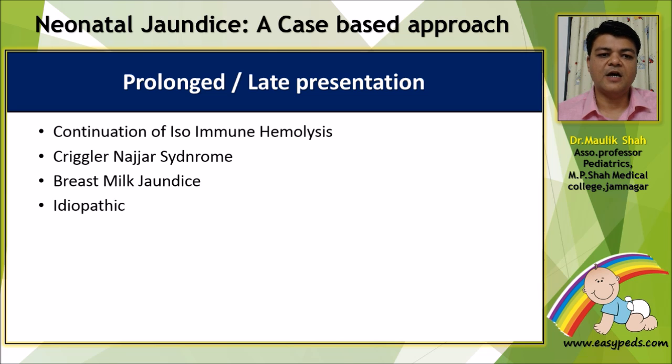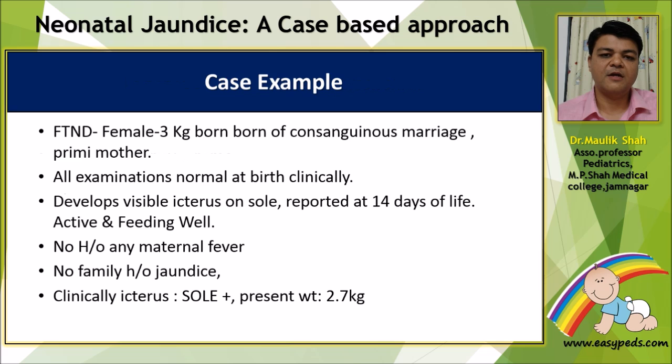Usually, the causes are continuation of an isoimmunization, Crigler-Najjar syndrome, breast milk jaundice, usually the late variety, and idiopathic jaundice. Let's take it by a case example.